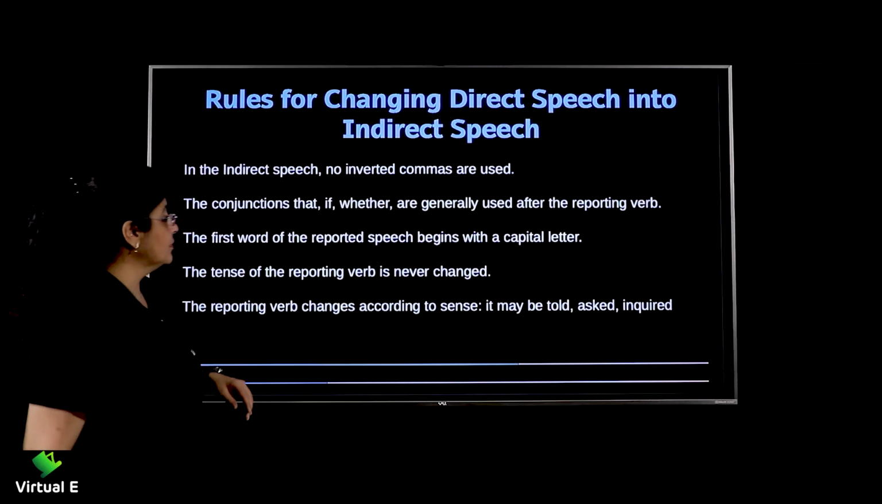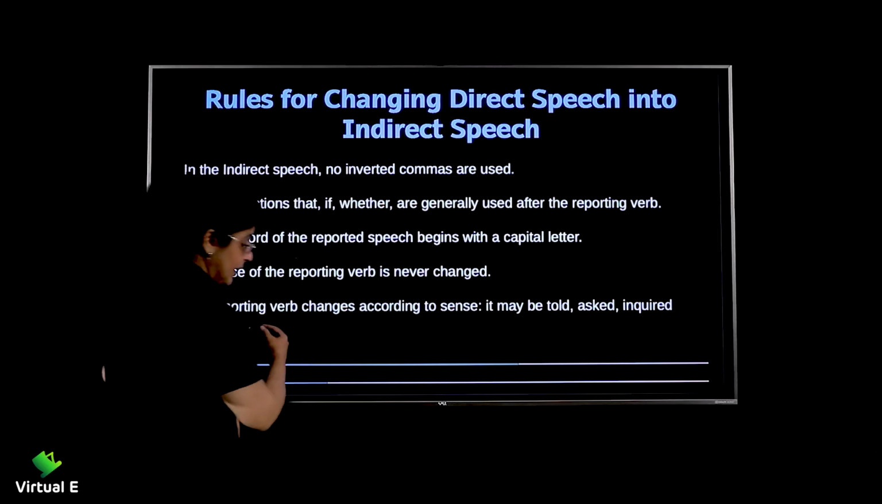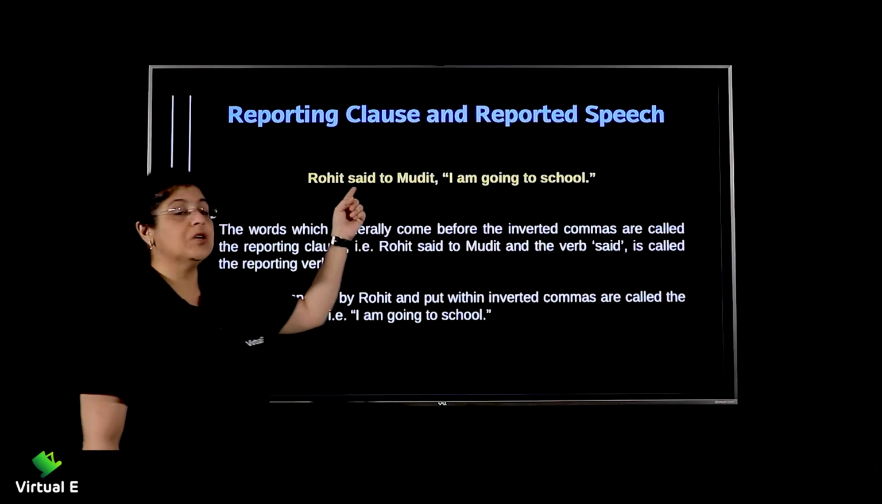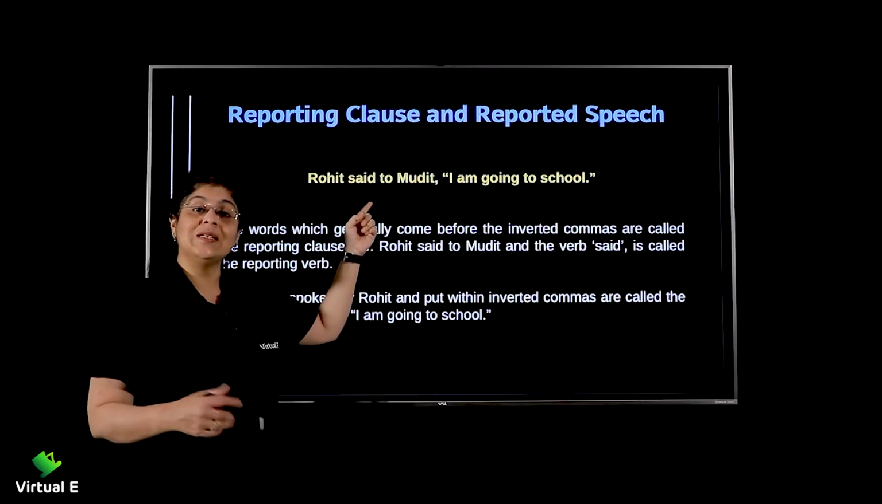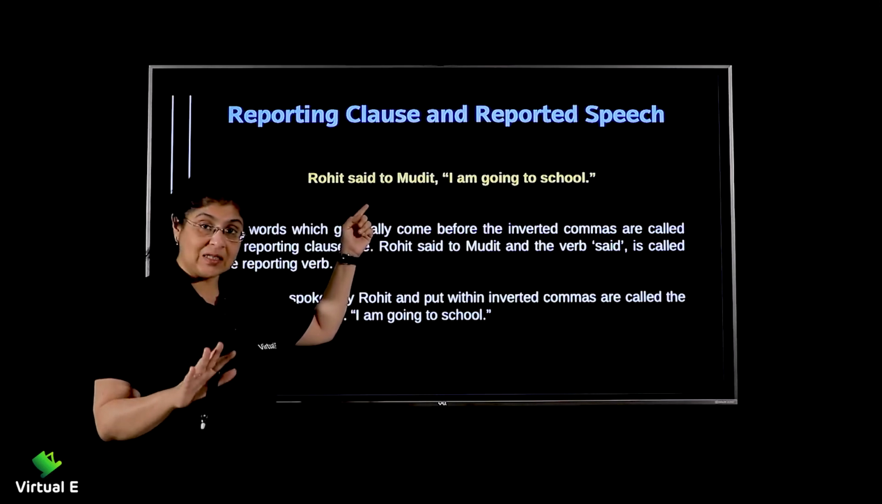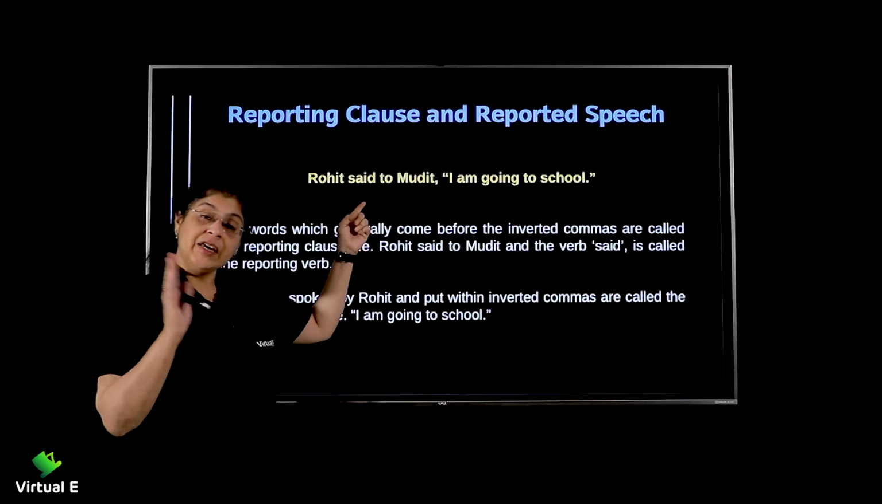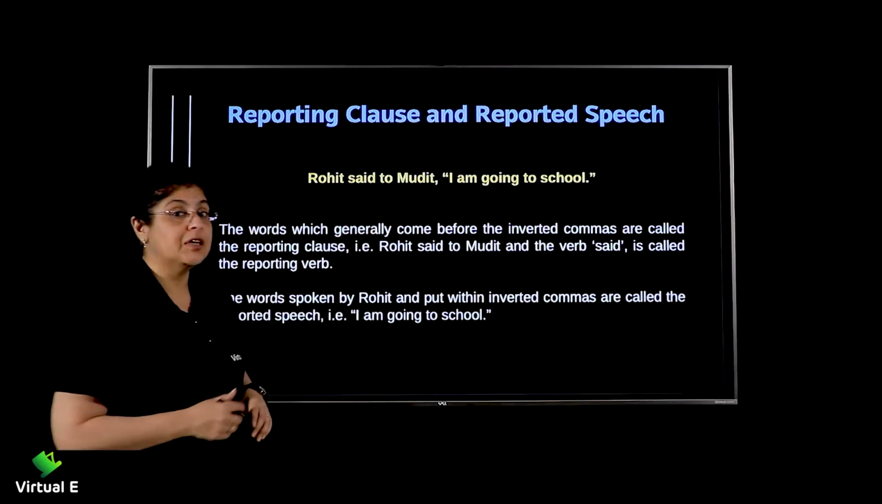The tense of the reporting verb is never changed. Again, the tense of the reporting verb is said. It will remain said. It cannot be will say or says. No future, no present. If it is past, said is past, right? It will remain the same. You cannot change the tense of the reporting verb.